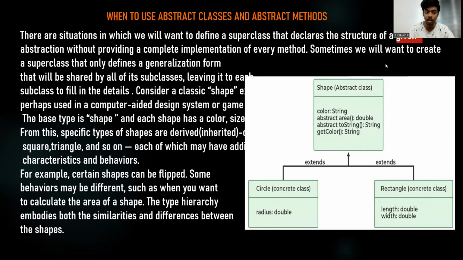The best example to understand in what scenario data abstraction will be used is this. For example, certain shapes, as everyone knows, can be flipped. Some behaviors may be different for each shape, such as when you want to calculate the area of that shape. So the type hierarchy embodies both the similarities and differences between the shapes. That is the best example, and I've mentioned it in the chart diagram also, of the scenario where we will be using data abstraction.